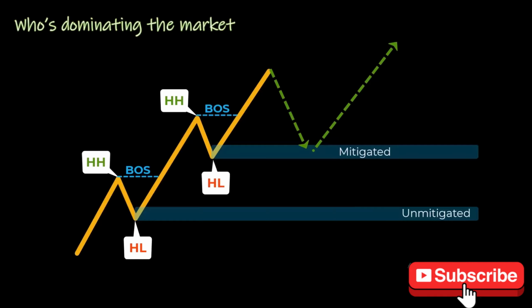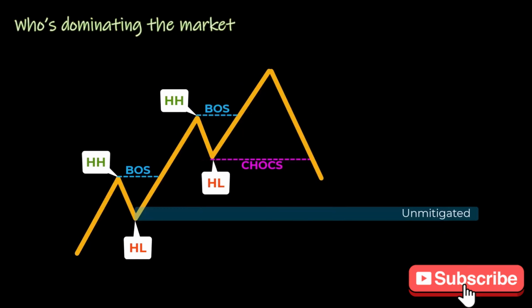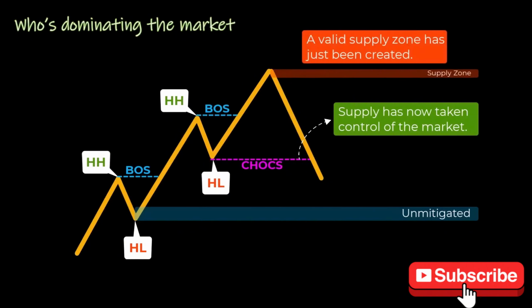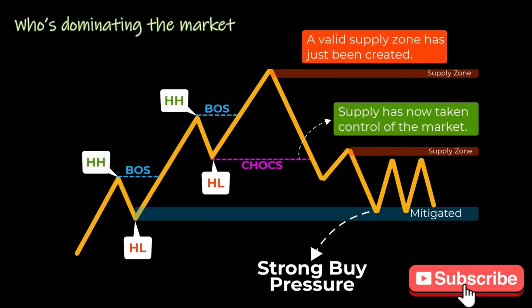But what if price breaks below a demand zone instead? That's called a change of character, CHoCH, and it's a major signal. It tells us two things. 1, supply has now taken control of the market. 2, a valid supply zone has just been created. From here, the trend often reverses downward, forming new supply zones as it drops until price hits the next unmitigated demand zone. Now, this is where things get interesting. When price is stuck between a supply zone above and a demand zone below, we often see consolidation, a range-bound market. It's basically a tug of war, and whichever zone price breaks out of will show us who's in control next.